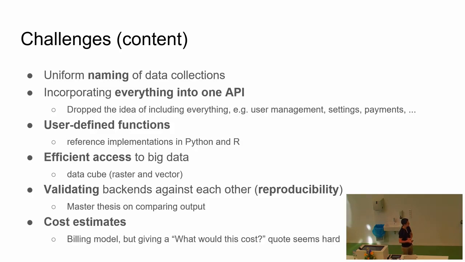Validating the backends against each other, reproducibility. There was a master thesis that explored how things can be compared, because even if files are not identical byte by byte, they may still have pretty much the same results. And for the commercial providers, the cost estimates are more difficult to determine than we expected. So we expected that if we ask them what this process graph would cost if I would run it on your backend, they can't really say, at least until now.